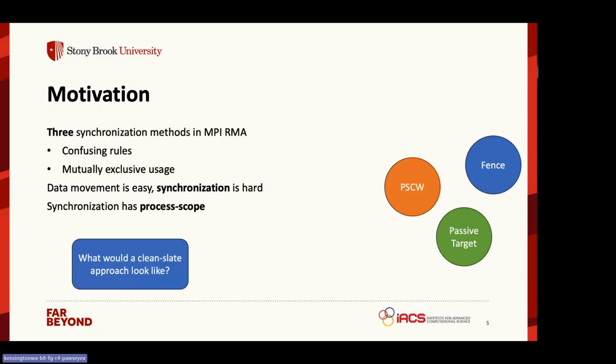So we set out and thought, what would a clean slate approach look like? If we could start all over again, the community as a whole has learned a lot from OpenSHMEM, for example. There was GASPI, so there were different RMA approaches that all kind of took similar but separate routes. And how can we bring all of this together?